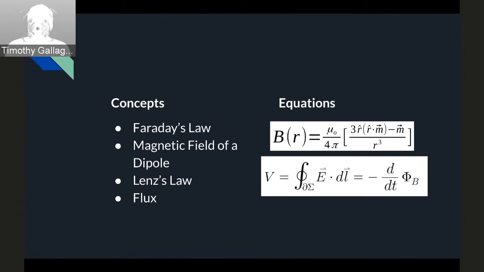Lenz's law states that the direction of the electric current induced in a conductor by changing a magnetic field is such that the magnetic field created by the induced current opposes changes in the initial magnetic field. It specifies direction, but not magnitude, of the induced current. Magnetic flux through a surface is the surface integral of the normal component of the magnetic field B over that surface. In addition, we can see the equations for the magnetic field of a dipole and Faraday's law to the right.